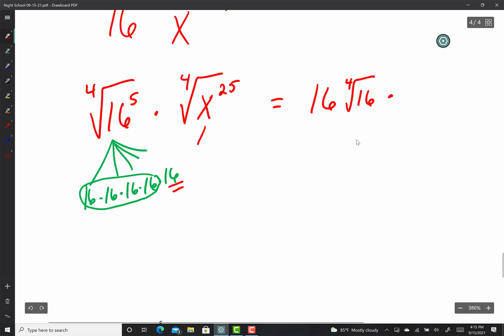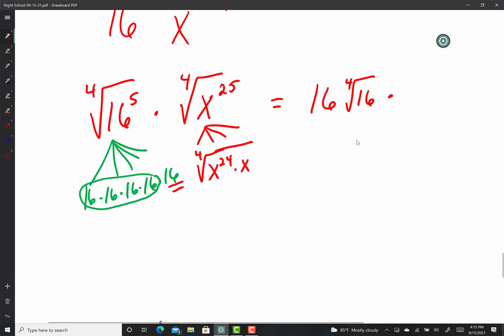Times, let's see, there's 25 of those. I'm not going to write 25 of those things, so here's how I'm going to do it. Hopefully we can do it really quick. Give me a number, 4 does not go into 25, but give me a number lower than 25 that 4 does go into. 24. So can I write x to the 24th times x?